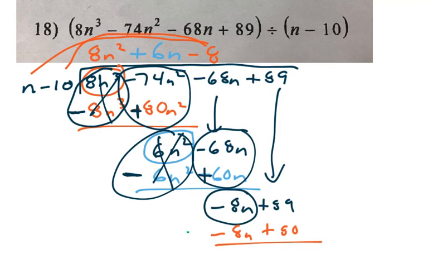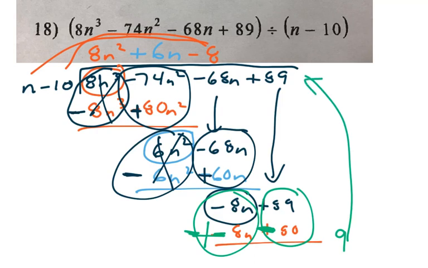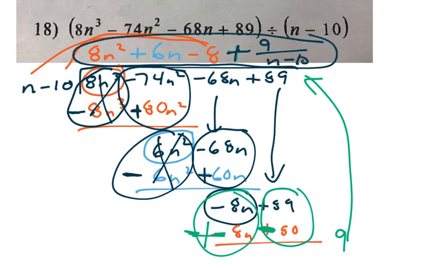But when I do my minus here, this negative becomes a plus. This plus becomes a minus or negative. 8 minus 8 is 0. 89 minus 80 is 9. Bring up my remainder. I know I have a plus 9 over my divisor n minus 10. And that, again, is long division, guys.